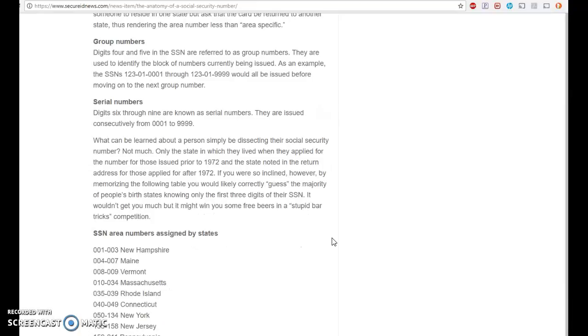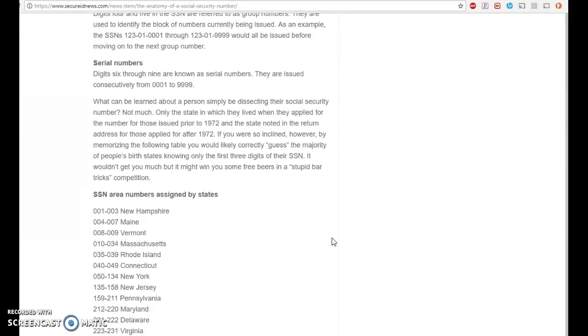The second set of numbers, digits 4 and 5 in the Social Security number, are referred to as the group numbers. They are used to identify the block of numbers currently being issued. As an example, the Social Security numbers 123-01-0001 through 123-01-9999 would all be issued before moving on to the next group number. And the last numbers are the serial numbers. Digits 6 through 9 are known as serial numbers. They are issued consecutively from 0001 to 9999.